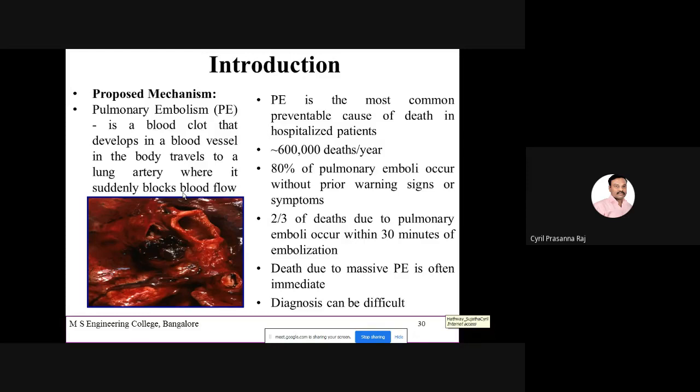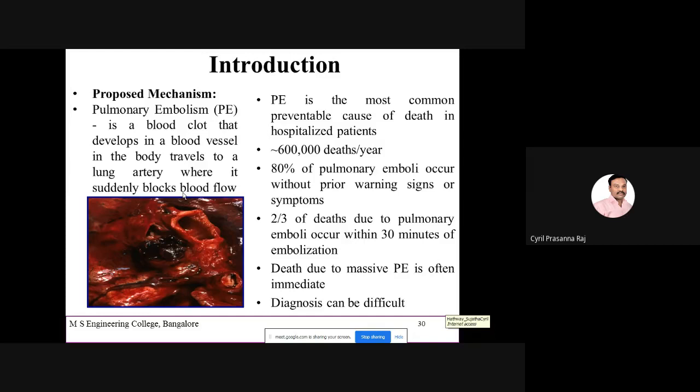Pulmonary embolism occurs in almost 80% of patients without any warning signs or symptoms. That is one of the important reasons why we are discussing this project. Two-thirds of deaths due to pulmonary embolism occur within 30 minutes of embolization. Assume somebody gets a breathing problem and is unable to breathe. Then they have a lot of suffocation, and within 30 minutes they die. That is the death rate that occurs.